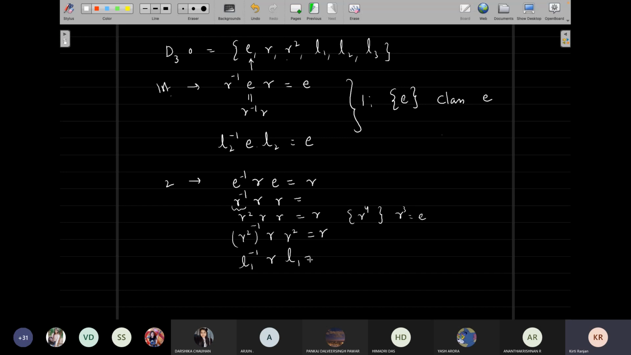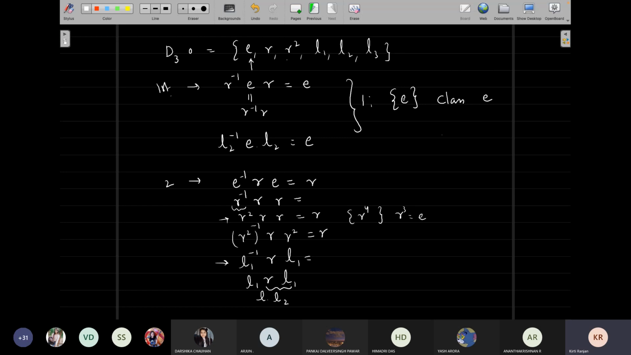What is L1 inverse? First. L1, sir. Okay, so this is L1 R L1, and ordering does not matter, whether you do R L1 and then multiply by L1, or L1 R and then multiply by L1. It is up to you. So let's just do it this way. R into L1, what is the result? L2. R into L1 is L2. Yes, sir.